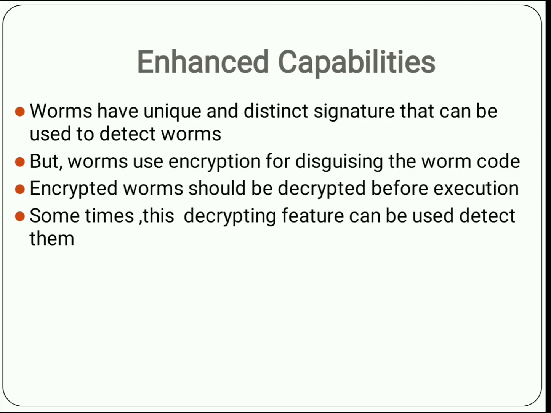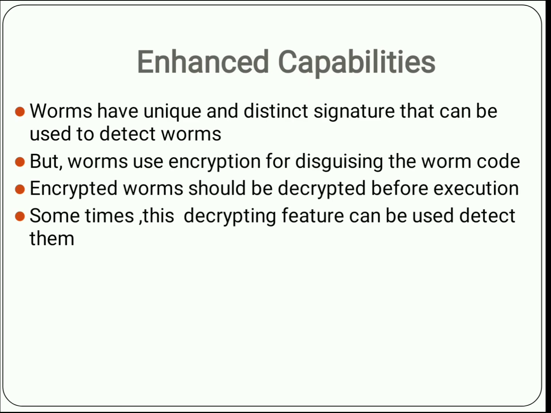And the third one is enhanced capability. Enhanced capability here discusses various features, like worms have a unique and distinct signature that can be used to detect the worm. Actually, what do you mean by signature? Signature is a pattern of bits indicating a worm. It is a key way to detect the worms.